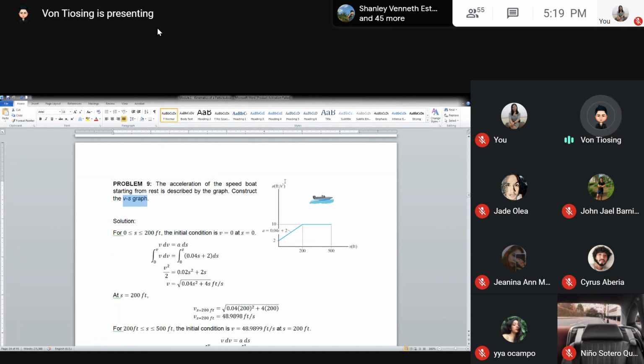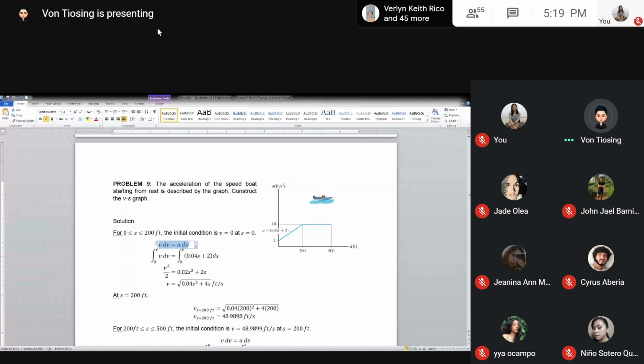Okay, so since ang binigay dito is yung relationship between acceleration and displacement, we are forced to use this one. VdV is equal to ADS. Okay, so you want to get the equation of the velocity with respect to this one sa S, sa displacement. Kasi pinapahanap nga sa atin yung velocity displacement graph, no? So we are going to integrate, given naman yung A in terms ng S. So binigay rito, kahit hindi yan ibigay, kaya mo yung kunin, no?